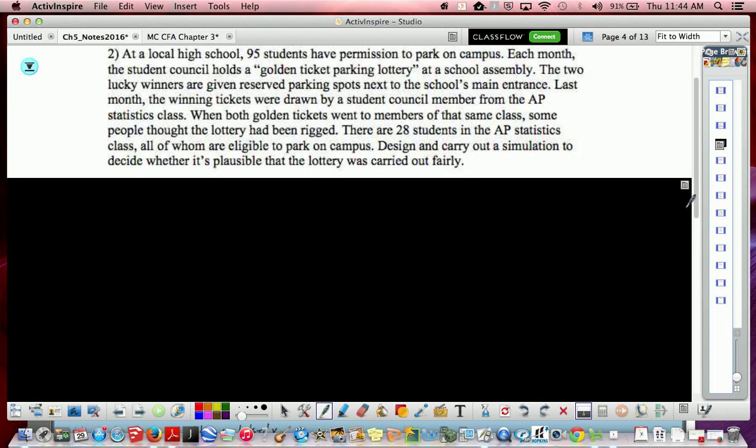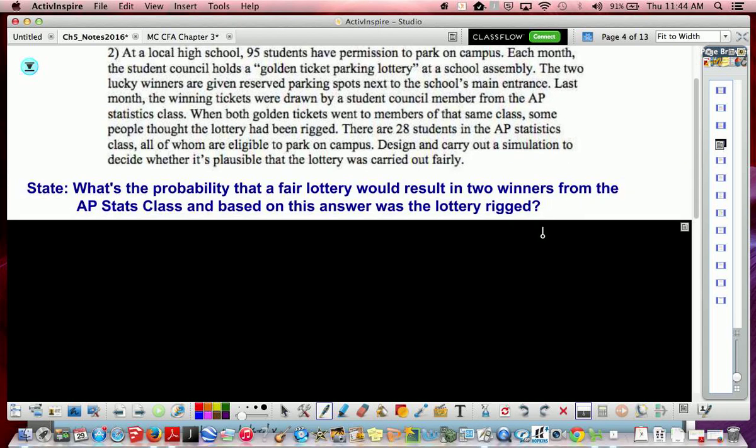All right, so, okay, first thing we want to do is figure out what's the probability that a fair lottery would actually result in 2 winners being from this AP Stats class. And based on this answer, was the lottery rigged? So we're going to simulate it. We're going to simulate it many times.